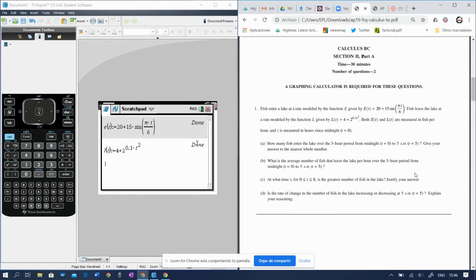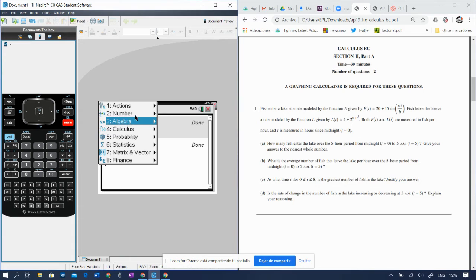Well, here we don't have to find the derivative of anything because the functions E and T are the rates of change. So what they're basically asking for is, when is the rate of change equal to 0? Now, we need to subtract them because it's the amount of fish that enter minus the amount of fish that leave. So what we want to do is we want to solve.